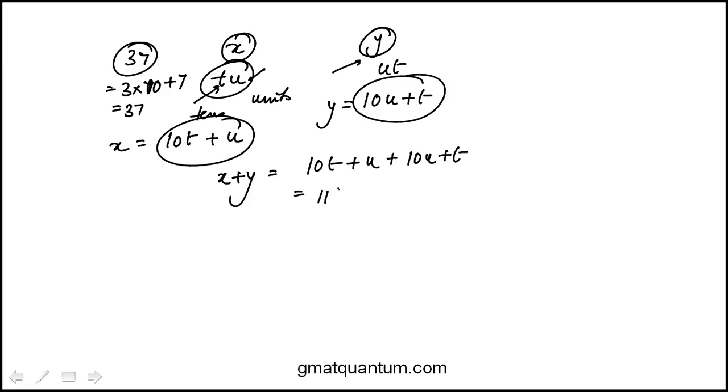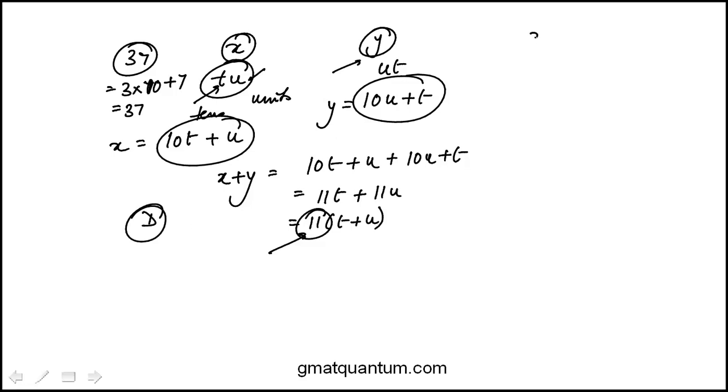And you'll see that if you algebraically simplify this, it becomes 11t plus 11u, or 11 times (t plus u), which means that 11 will always be a factor of this sum, or it's a multiple of 11. So if we look at the answer choices, x plus y must always be divisible by 11. So this is one way to do it.